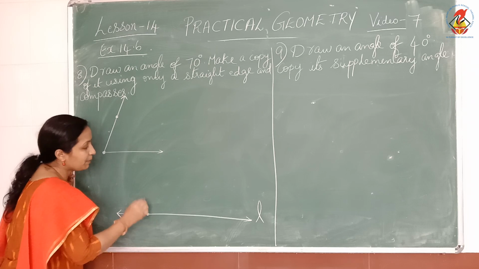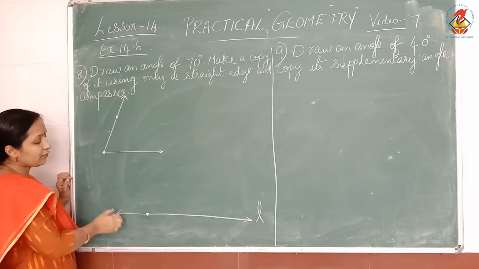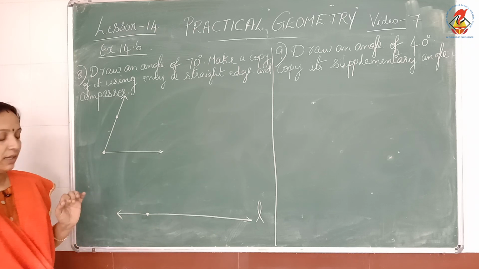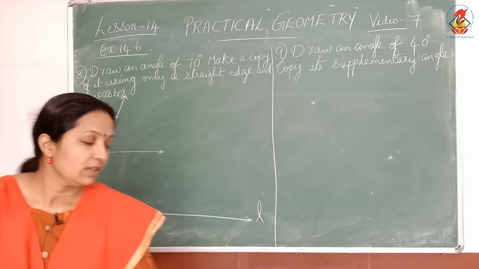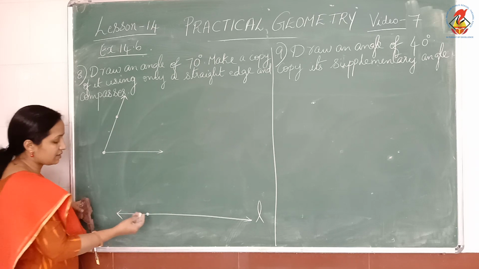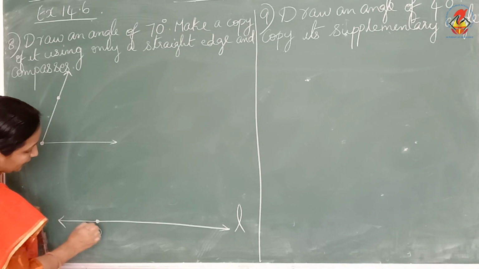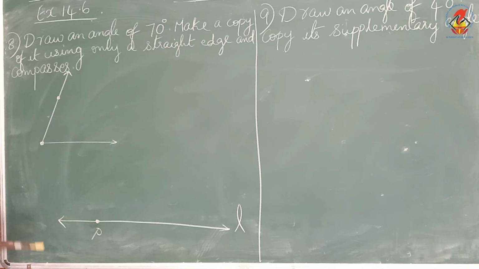Okay. We need a copy of this particular angle. So what do you have to do? First you have to draw one line and mark a point on this particular line. Mark this point as P. Okay. Now what is the next step?